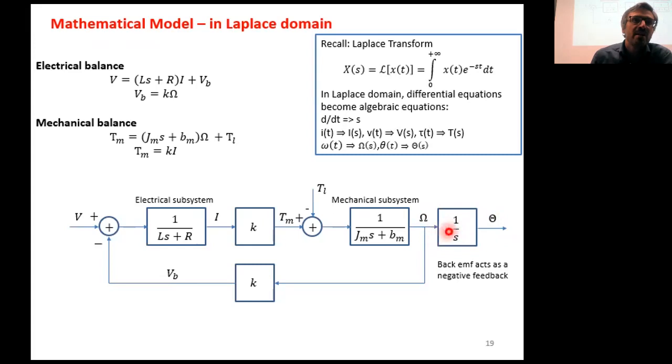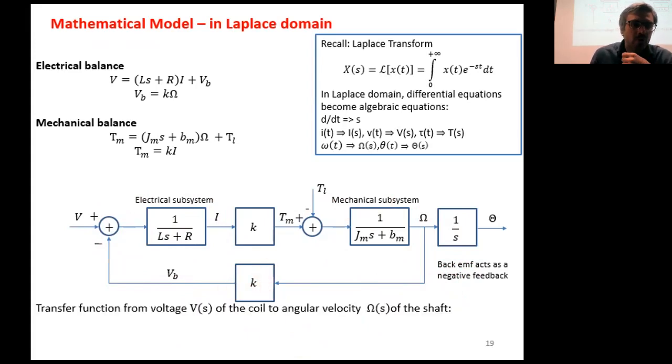And in the Laplace domain, if derivative is replaced with S, the integration is represented by 1 over S. So multiplying by an additional block, 1 over S, we can map from angular velocity to angular position. Then the angular velocity multiplied by K is the back EMF that is fed back here. So the back EMF acts as a negative feedback in this system.